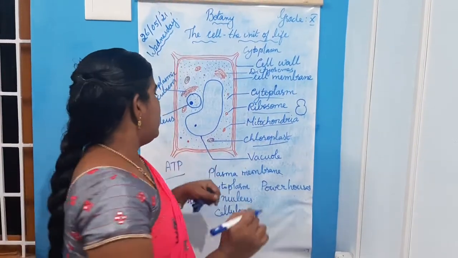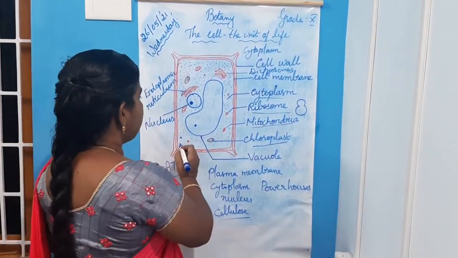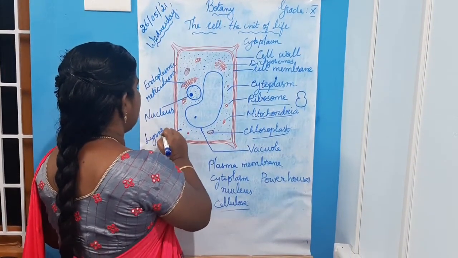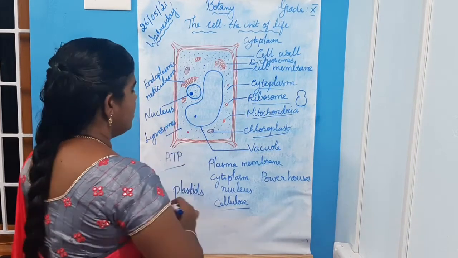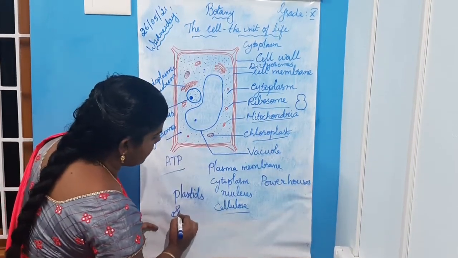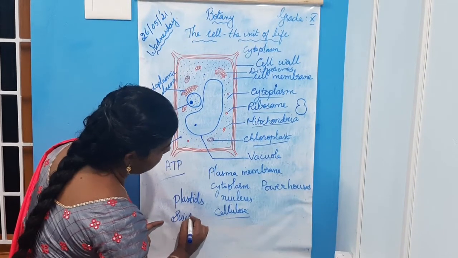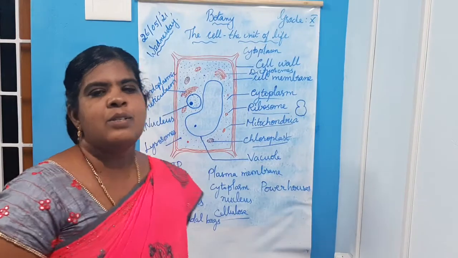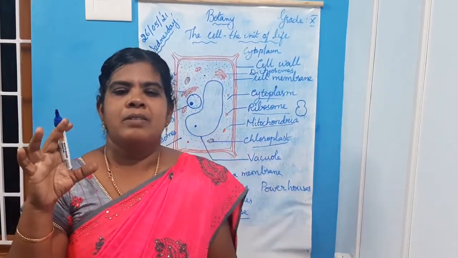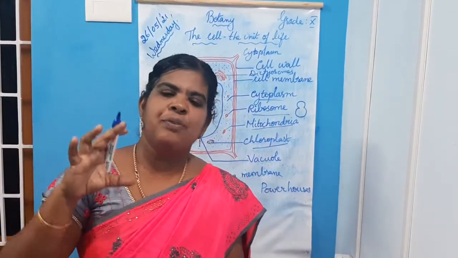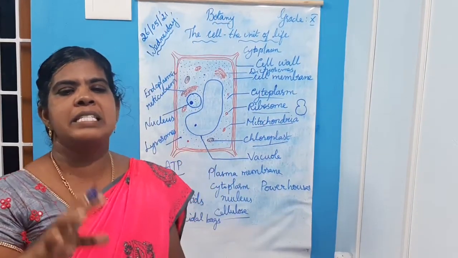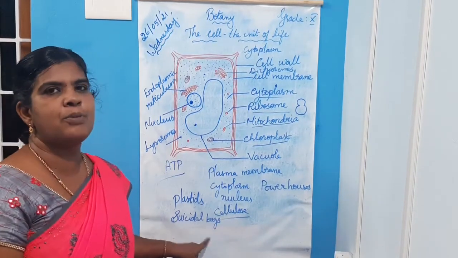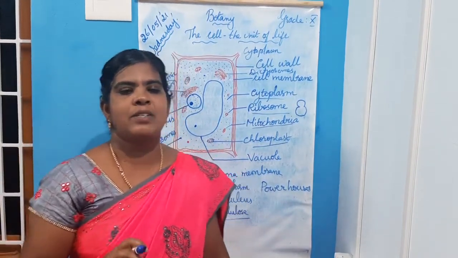Next, about lysosomes. Lysosomes are also called suicidal bags of the cells. These lysosomes contain a variety of enzymes. They can digest the material within the cell. So lysosomes are said to be the suicidal bags of the cell.